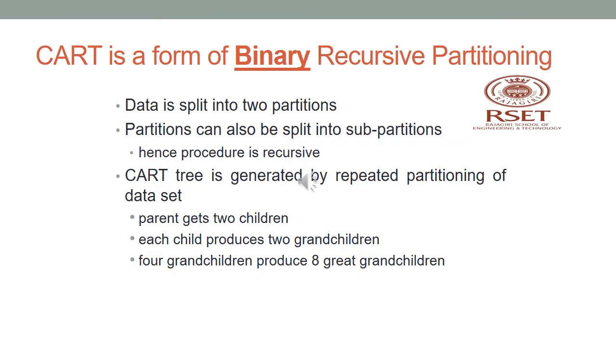CART is mainly a form of binary recursive partitioning, as I have already mentioned. Let's see why it is called binary recursive partitioning. In this algorithm, the data is split into two partitions, and each partition can also be split into sub-partitions. So this procedure is a recursive procedure. A CART tree is generated by repeated partitioning of the dataset: a parent gets two children, each child produces two grandchildren, and the four grandchildren produce eight grandchildren. So it is binary recursive partitioning.